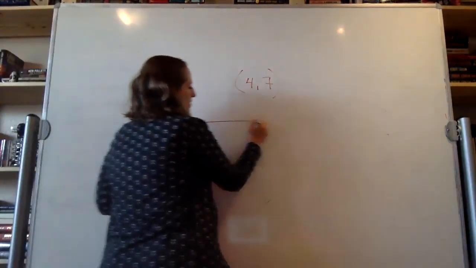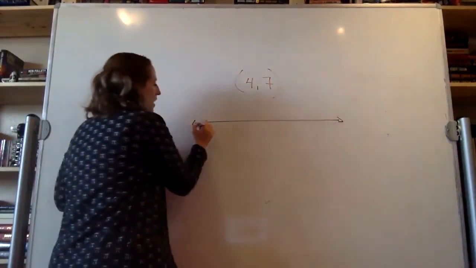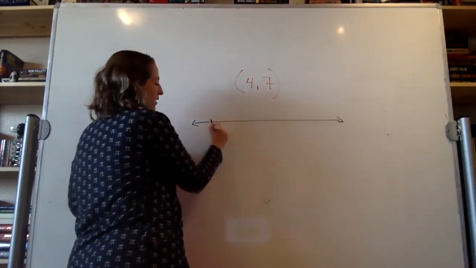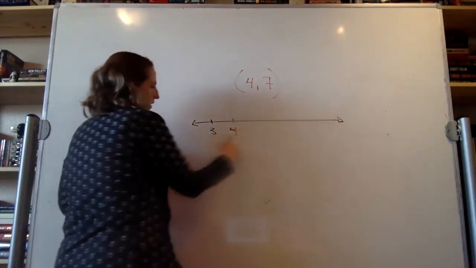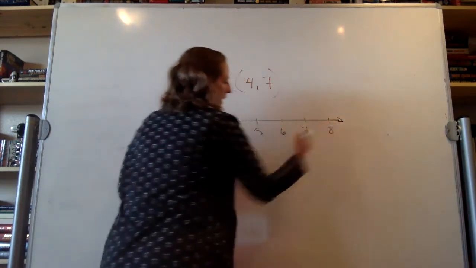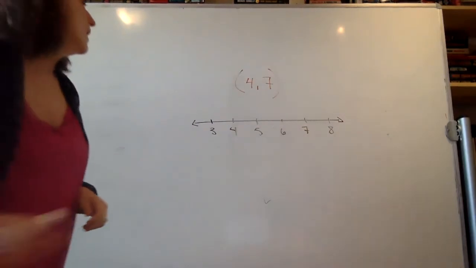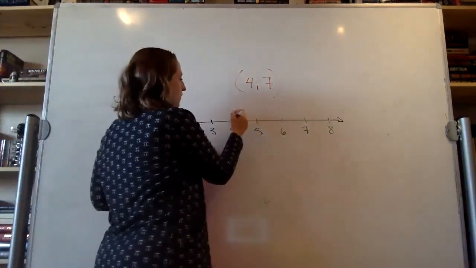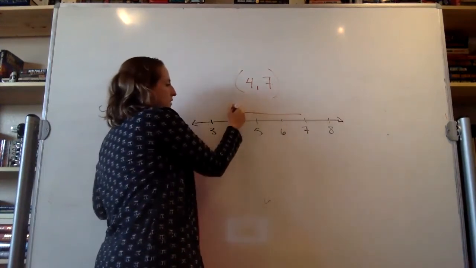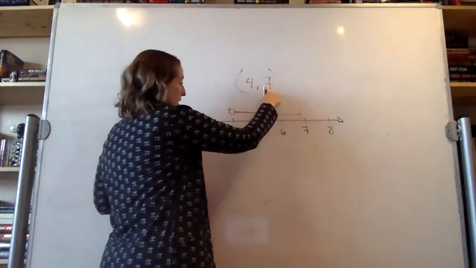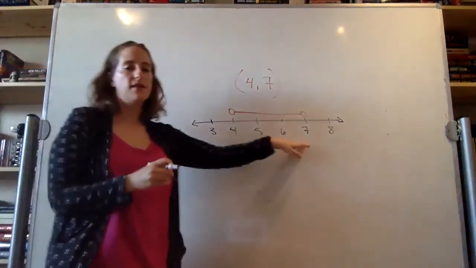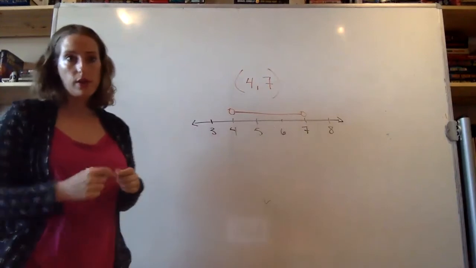So if I want to sketch a number line, I know that my number line needs to include the numbers 4 to 7. So maybe I'll start at 3 and count by ones: 3, 4, 5, 6, 7, 8. Okay. I want all numbers from 4 to 7. A parenthesis means 4 is not included. A parenthesis means 7 is not included. So this would be all numbers from 4 to 7, not including 4 and not including 7.